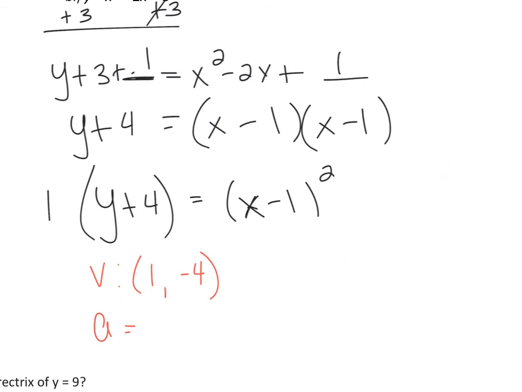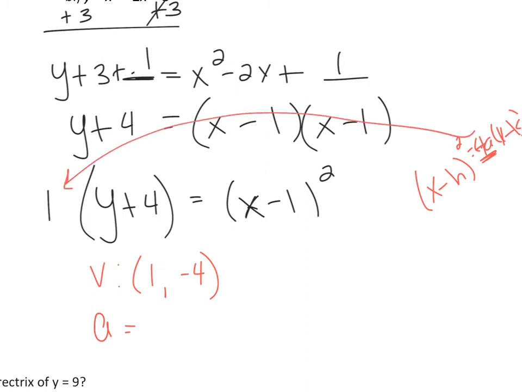Remember, the formula is x minus h squared equals 4a y minus k. So this 4a here is represented by that 1 out there. Okay, so if 4a equals 1, then a would have to be 1/4.